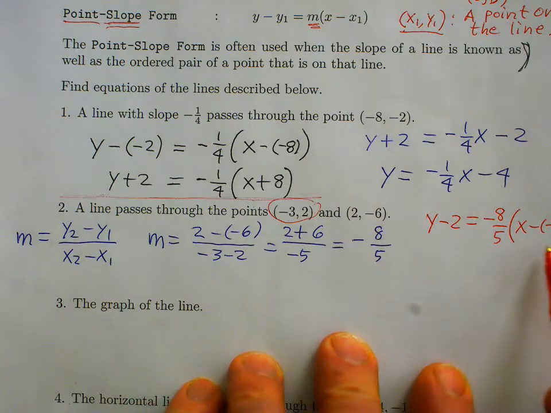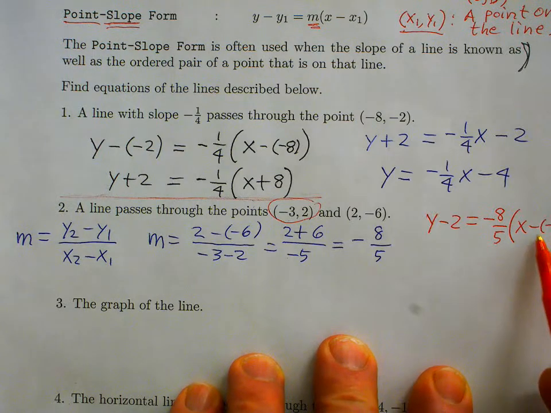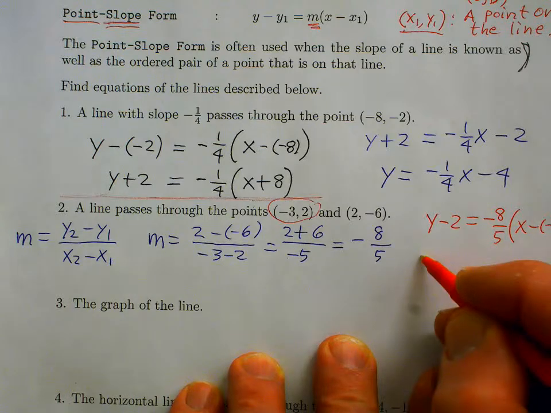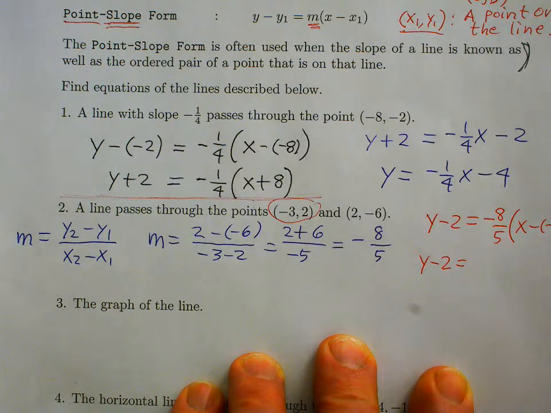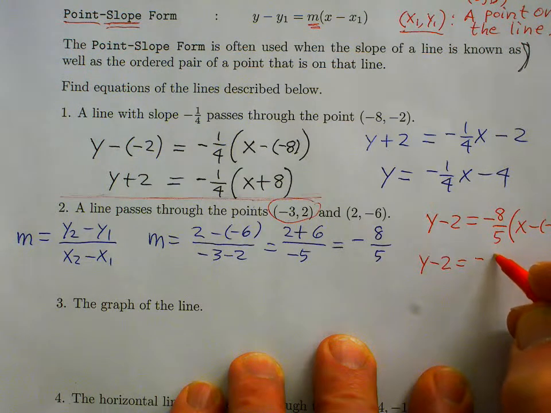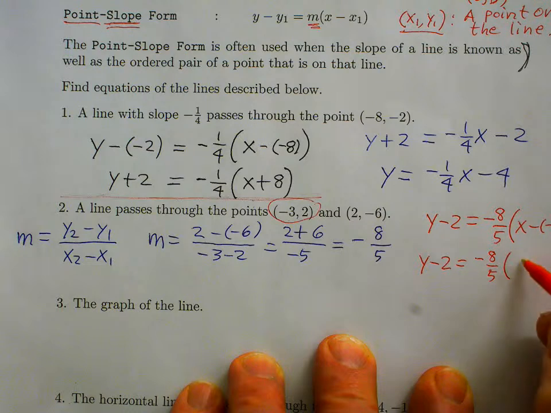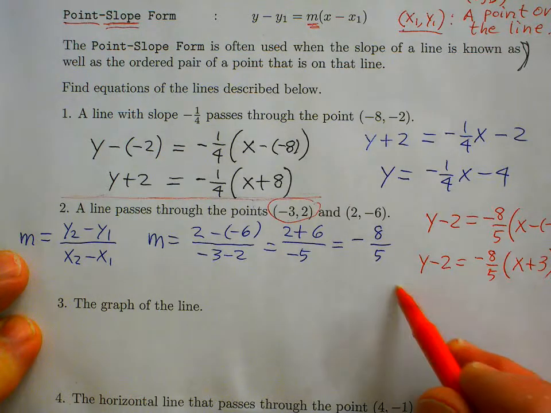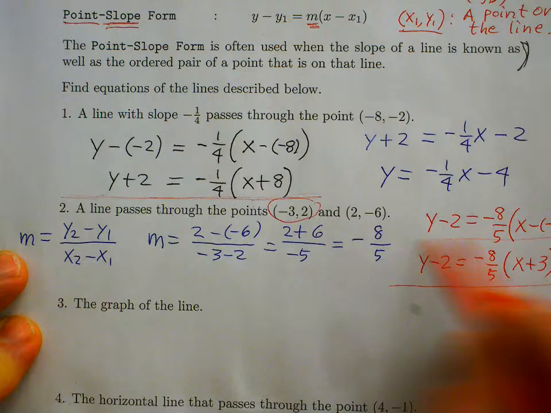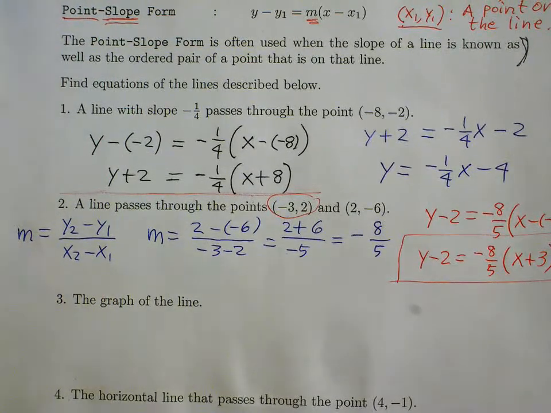Okay, so always be careful with the minuses and negatives. So we should at least simplify the x minus -3 part. So y minus 2 equals -8/5 times the quantity x plus 3. Okay, depending on the directions determines how far we go. So if the directions do not specify what form the line should be in, then this is a perfectly fine answer.